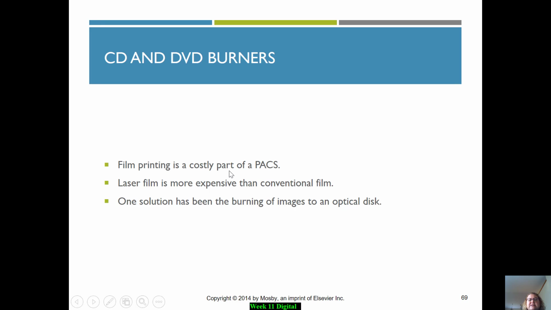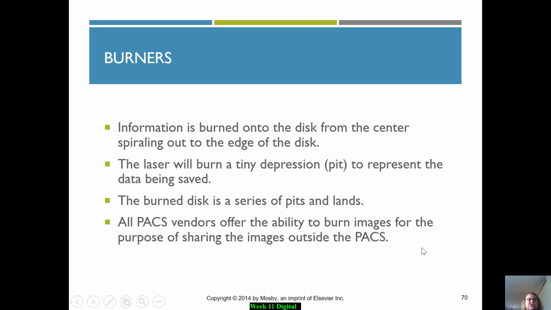So for training purposes or education purposes, we can look at patient records. So your film printing is a costly part of PACS, and so a lot of places don't like to have to do that because number one, you have to pay for the DVD. You have to pay for the manpower to save it to the DVD. It's just easier if everyone has PACS where we can send that document right off through an electronic version.